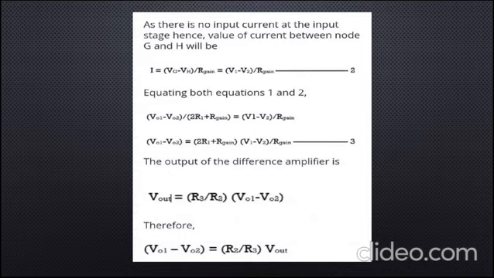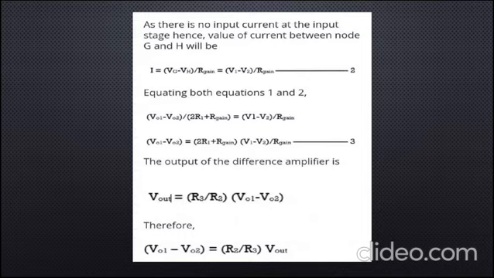V01 minus V02 divided by 2R1 plus R gain equal to V1 minus V2 divided by R gain. The next step, V01 minus V02 equal to 2R1 plus R gain into V1 minus V2 divided by R gain. This is the equation 3.